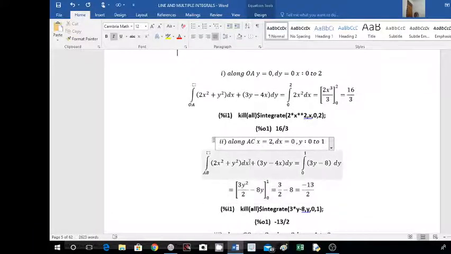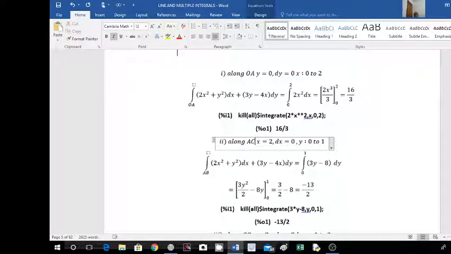Dx equal to 0 now, so therefore this whole term will become 0. And here x is equal to 2, so 2 into 4 is 8, that is the integral of 3y minus 8 dy, y ranges from 0 to 1. Now we integrate this one: 3y square by 2 minus 8y between 0 and 1. This is 3 by 2 minus 8, so minus 13 by 2.